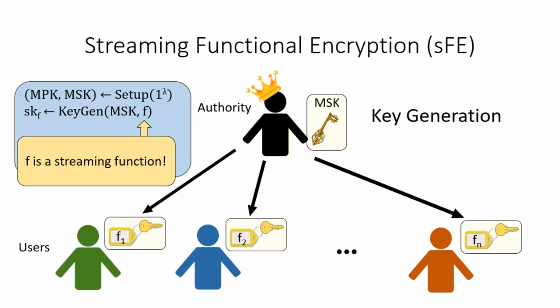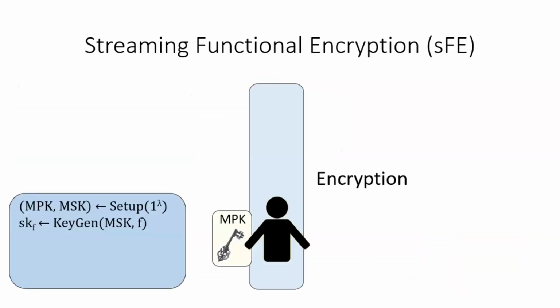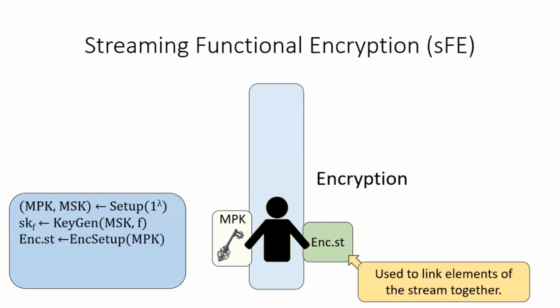Now how about encryption? We have here Alice, who has a master public key. And in fact, Alice will need one more thing, which is what we call the encryption state. The purpose of the encryption state is to link elements of the stream together. There will be one encryption state for each stream. What we don't want is to allow you to mix and match streams. You shouldn't be able to take the ciphertext of one stream and the ciphertext of another stream and mix and match. This encryption state prevents that and is used to have meaningful notions of security.